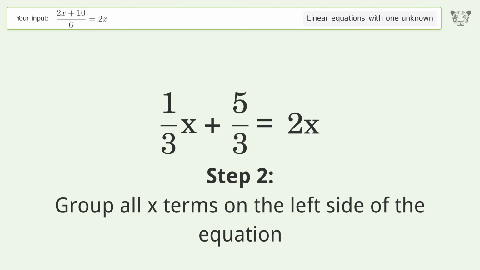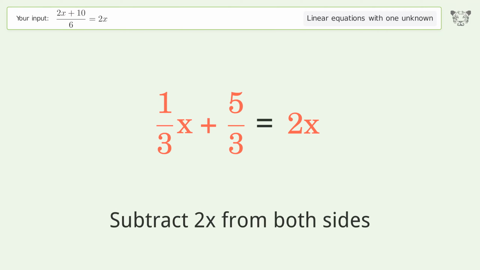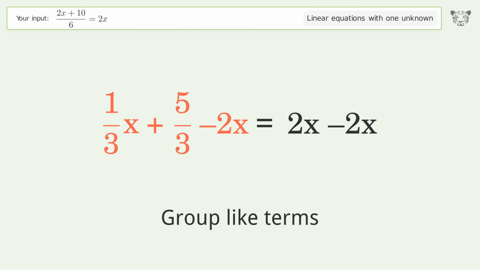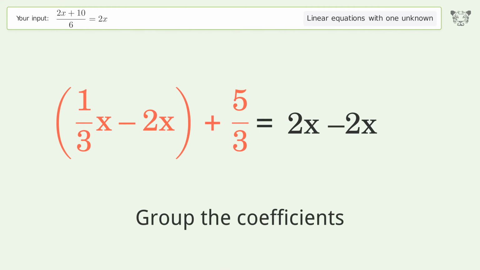Group all x terms on the left side of the equation. Subtract 2x from both sides. Group like terms. Group the coefficients.